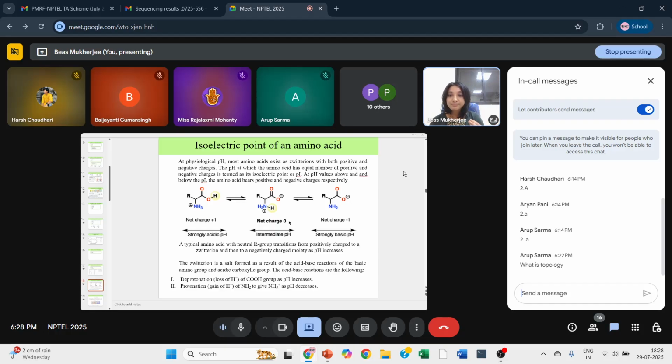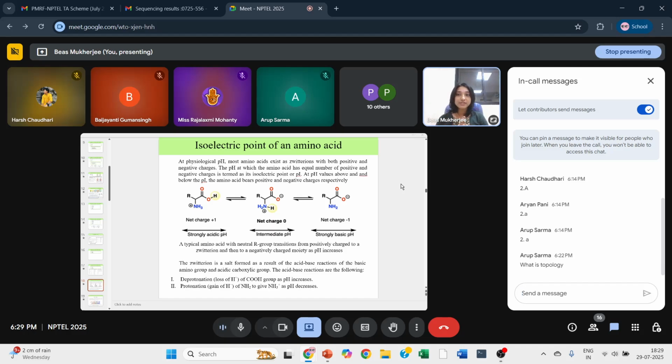Okay, so let us look at this particular amino acid as an example. When it is very strongly acidic, this COO group is not ionized yet, so it is there as COOH. COOH has zero charge, correct? But this NH2 group is present as NH3 plus, and that is why it is actually positively charged.